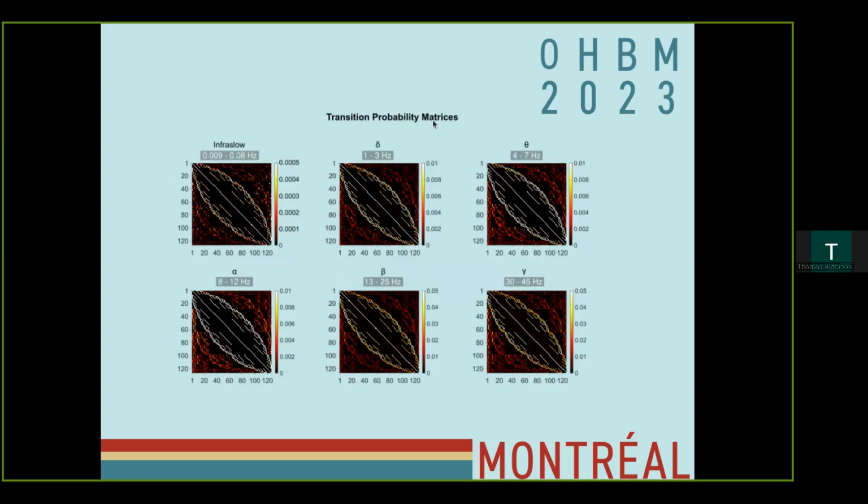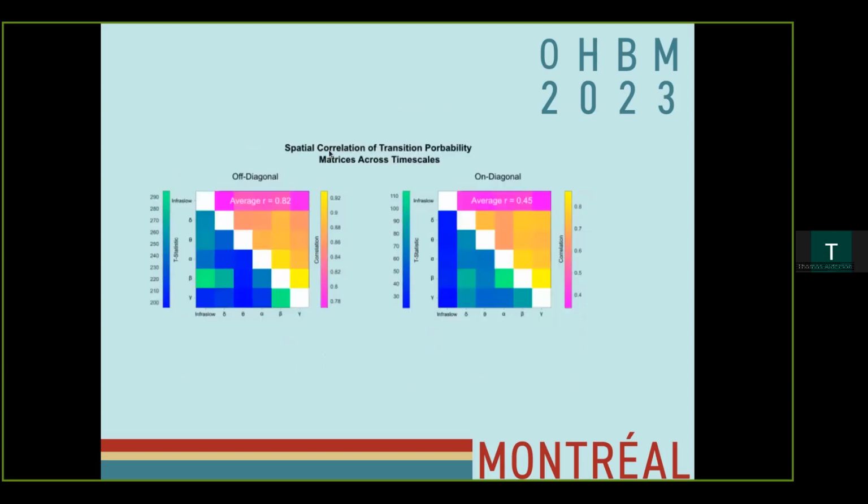So now we're looking at the transition probabilities for all 126 states. The diagonal captures the probability of remaining in the current state. The off-diagonal elements capture the probability of transitioning to a new state. And right away, we can see that there's a strong spatial resemblance at all timescales of these probabilities. So if we correlate these transition probability matrices across all combinations of timescales, we find again that the infraslow fMRI timescale is strongly correlated with the faster EEG timescales. This is true for the off-diagonal, and it's true for the on-diagonal to a lesser degree.